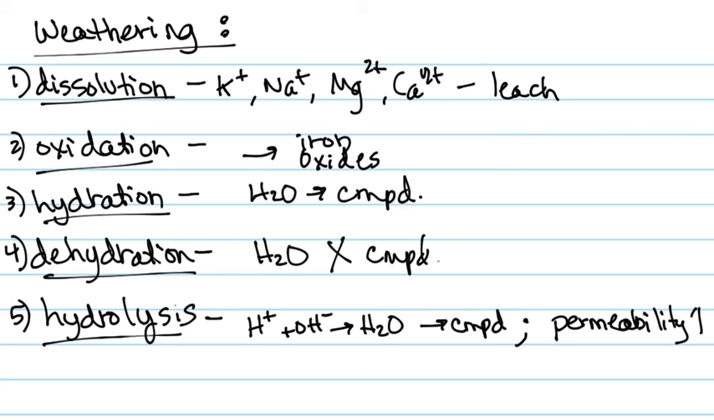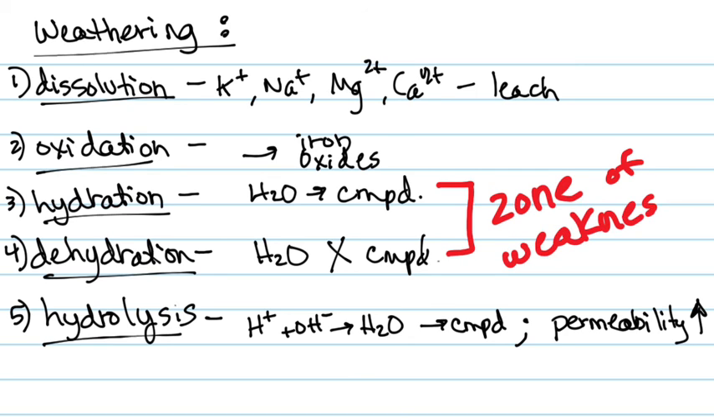Permeability increases, and it exposes more rocks to chemicals. So again, your hydrogen and hydroxide ions form water, which is integrated into a compound. This causes the permeability to increase and exposes more rock to chemicals. These two right here, your hydration and your dehydration, they do create zones of weakness.